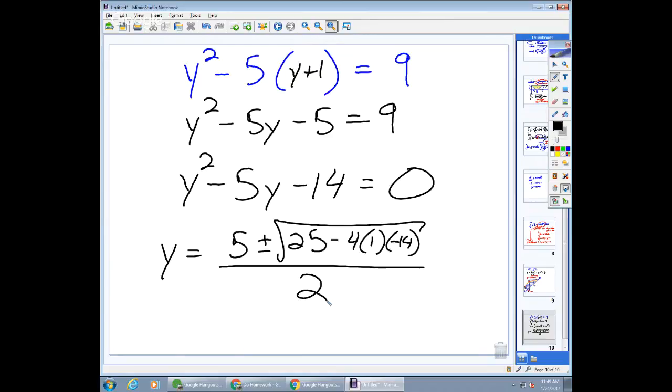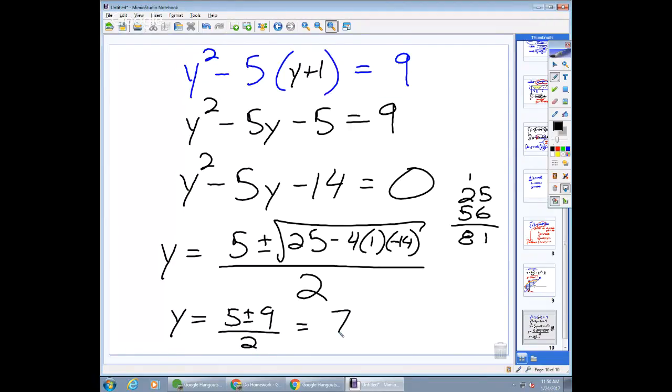So let's see, 14 times 4 is what, 56? It's 25 plus 56. Ooh, that's nice. 81 inside? So that actually factored. Oh well. Anytime the root simplifies, so it looks like we have 5 plus or minus the square root of 81, all over 2. See, 5 plus 9 is 14, over 2 gives us a 7. All right. And then negative 4 over 2 is a negative 2, I think.